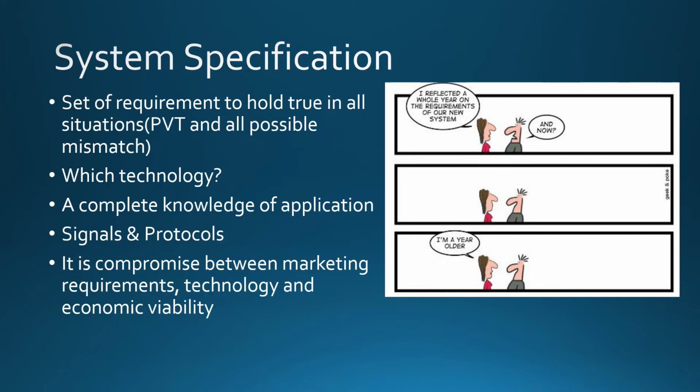What signals are coming in, what signals are going out to the outside world, and what protocols we use for communication between the external world and the IC. All these things will be decided in this stage of the design flow. And it's basically a compromise between the marketing requirements, technology, and the economic viability of the IC. So these are the key aspects of the system specification part.